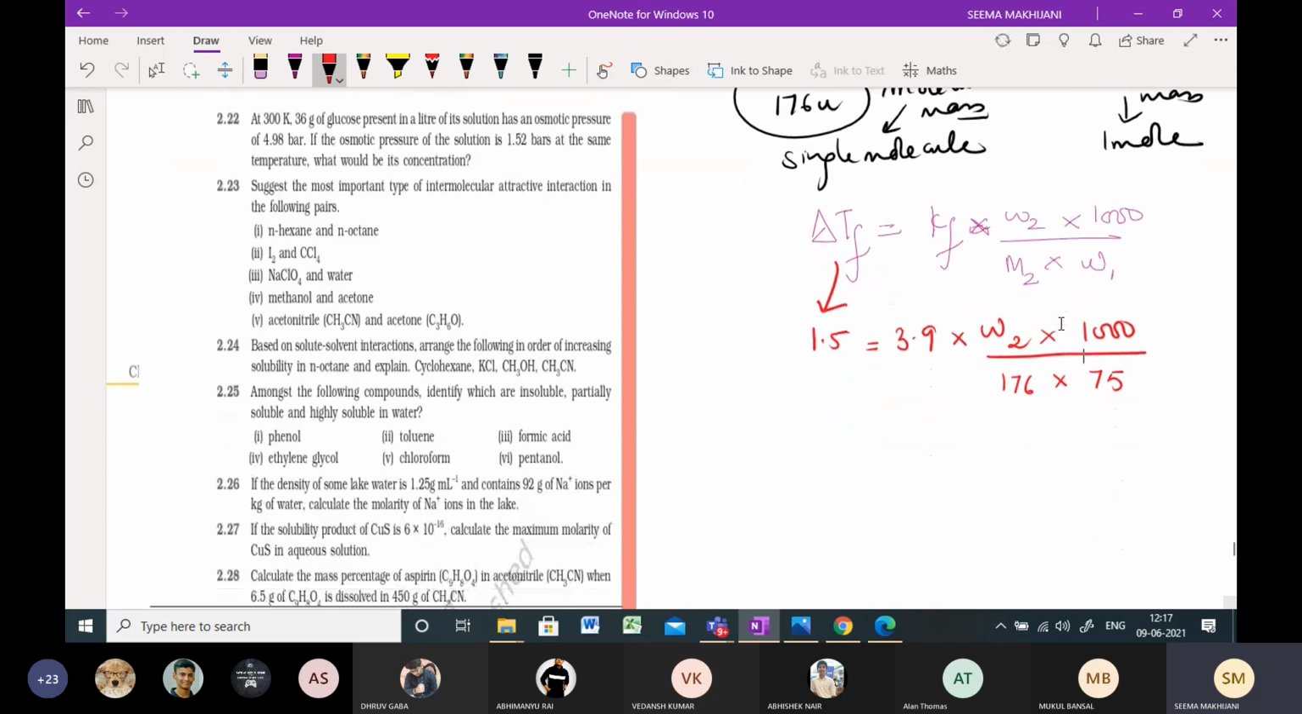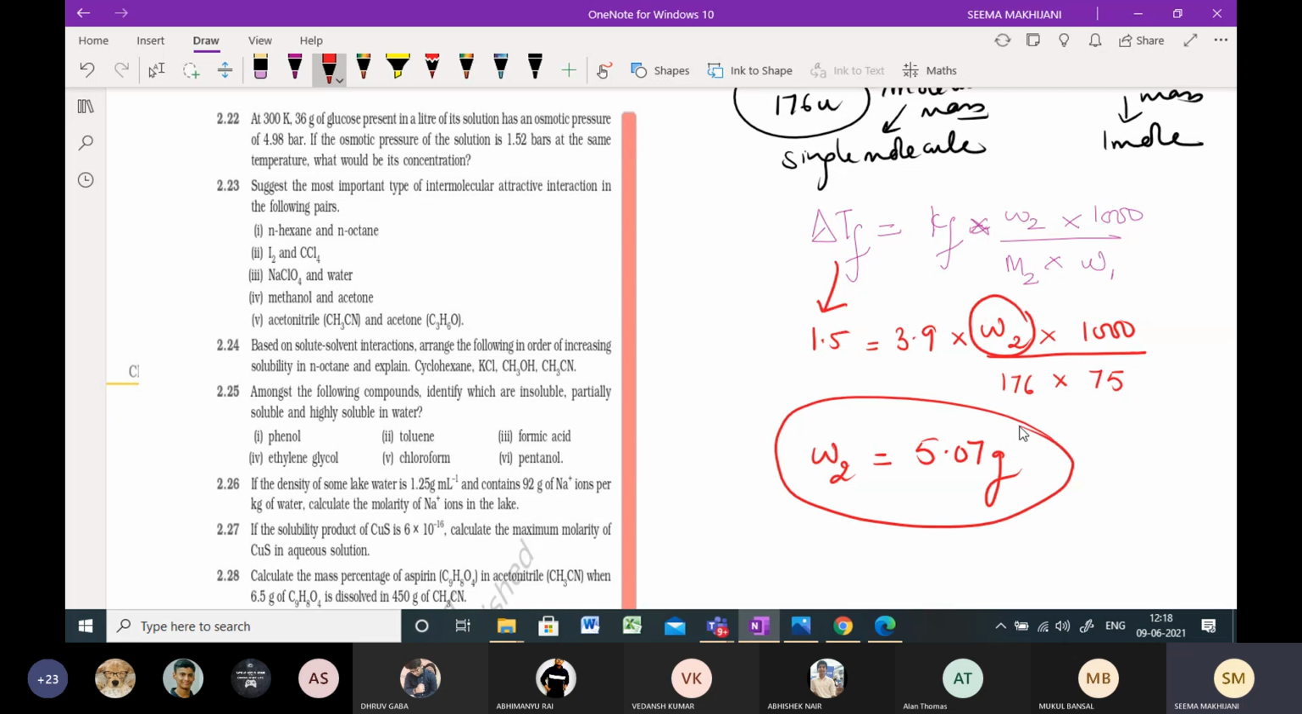All values are substituted, rearrange, transform and get the value of W2. The value of W2, that is your weight of ascorbic acid after calculation, should come out to be 5.07 grams. You can check the calculations later.